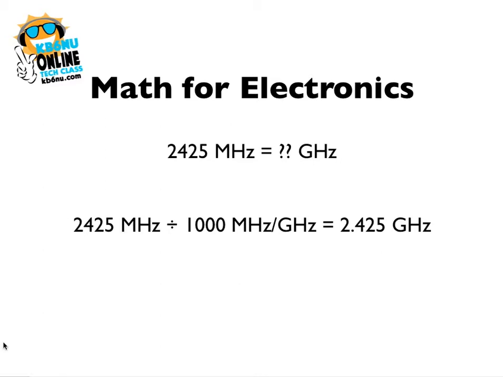Question: if a frequency readout shows a reading of 2,425 megahertz, what frequency is that in gigahertz? This question is similar to the previous one, but we're converting from megahertz to gigahertz. Just like converting from kilohertz to megahertz, when we convert from megahertz to gigahertz, we divide by 1,000. So 2,425 megahertz divided by 1,000 is 2.425 gigahertz.